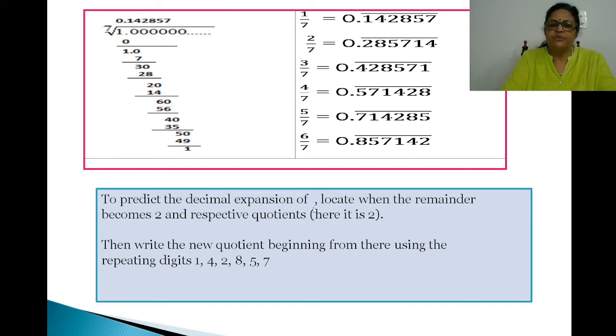So to predict the decimal expansion of 2 by 7, locate when the remainder becomes 2 and the respective quotients. Here it is 2. So the respective quotient is 2. So we will write the new quotient beginning from there using the repeating decimals 142857.